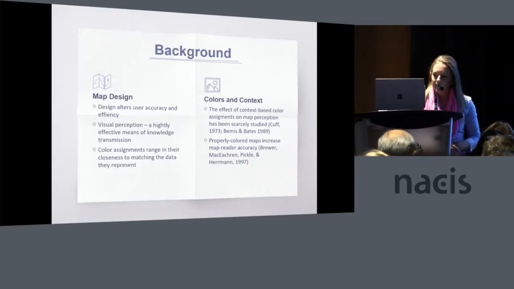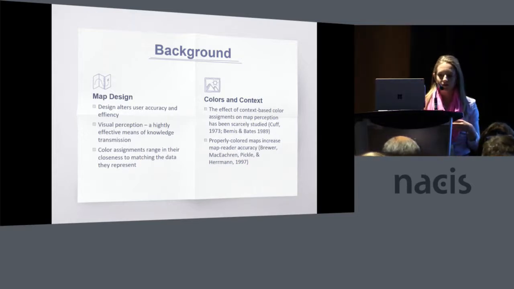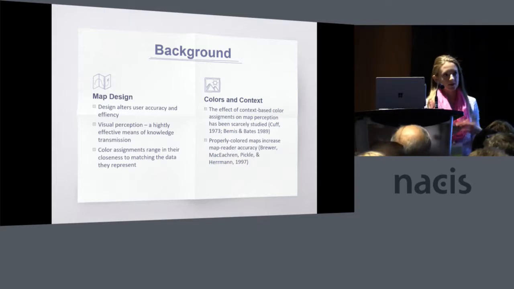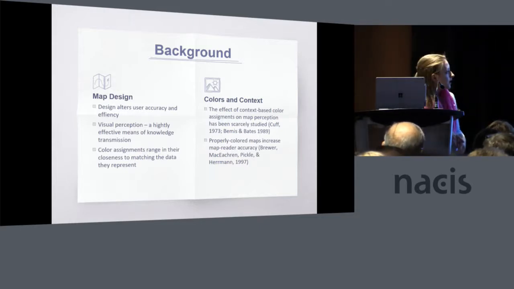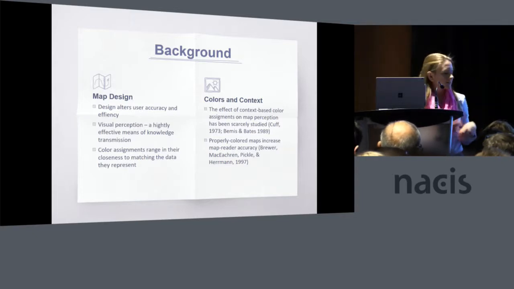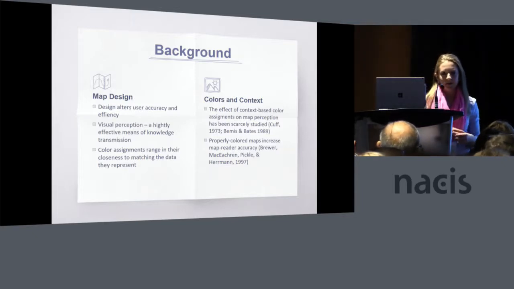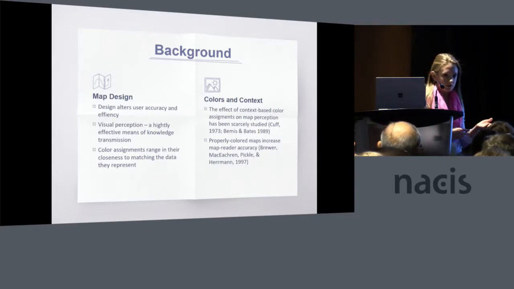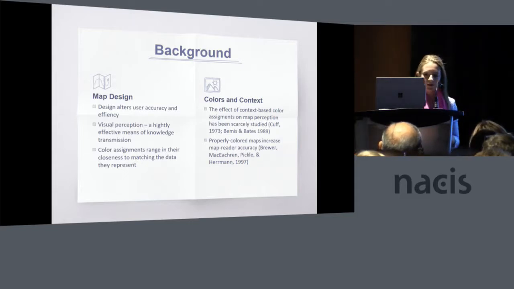Similar to point symbols, color assignments range in their closeness to matching the data which they are representing. So for example, when we color parks in green, we are more closely matching them to what they represent than if we were to color them in pink. So this idea of context-based color is not really new. I mean, in maps of physical data, we often use contextually relevant colors when it's convenient. So vegetation is green, soil is brown. But this has not really been empirically studied.